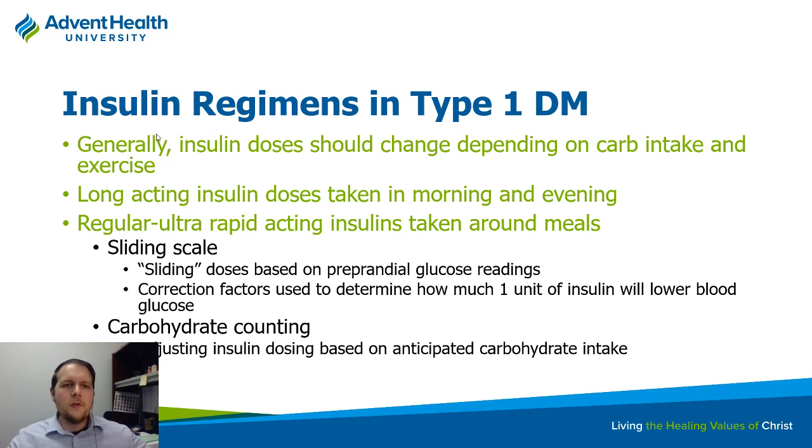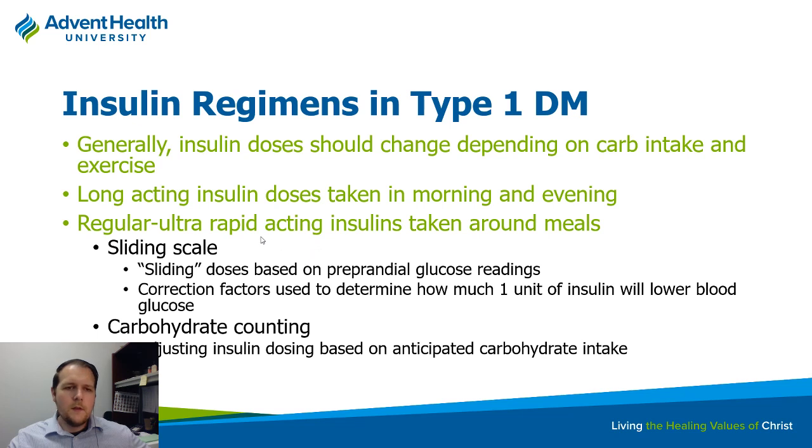Okay, so generally insulin doses need to change depending on the carb intake. So if they're eating a donut for breakfast, that's going to be much different insulin requirements than if they were to eat, say, bacon and eggs, based on the carbohydrate intake that they're getting there. Typically, if you're using a long-acting insulin, you want to use that in the morning and the evening if they need twice daily, or just in the morning if it's just a one-time daily dose. And then basically they're going to use regular or ultra-rapid acting insulins around meal times.